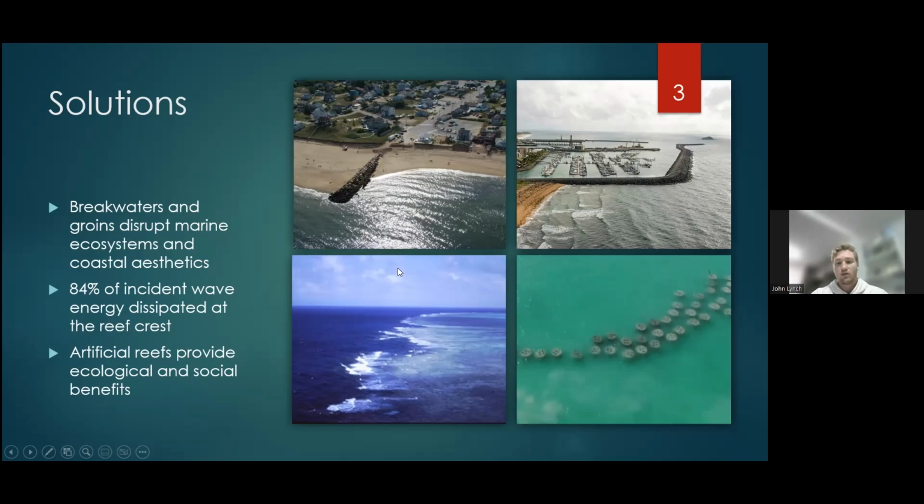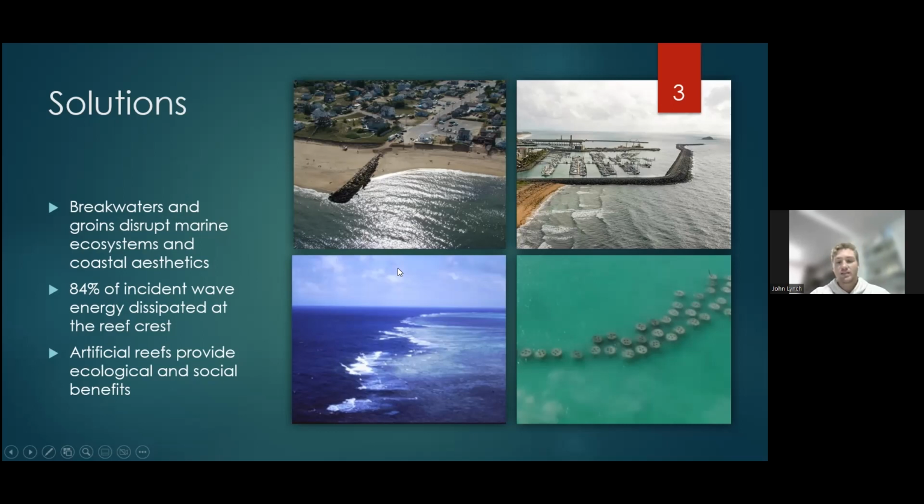Groins work well in preventing longshore sediment transport, though the accretion on the upcurrent side and erosion on the downcurrent side changes the beach topography. Then you have the Great Barrier Reef on the bottom left, which is a naturally occurring wave attenuation structure. 84% of incident wave energy is dissipated across the reef crest, where the waves break, and then 64% of the remaining energy is dissipated across the reef flat.